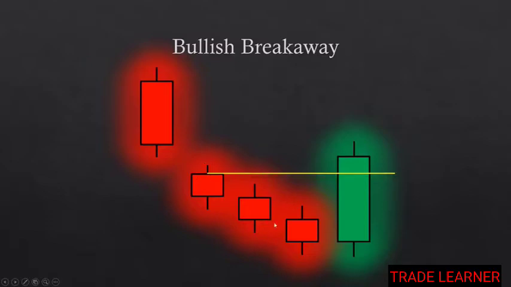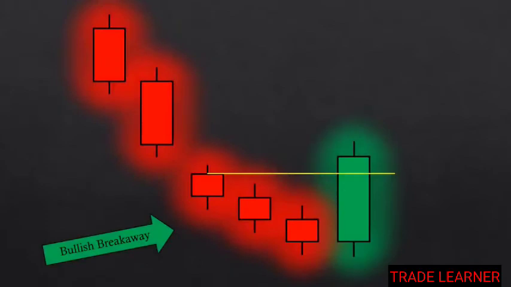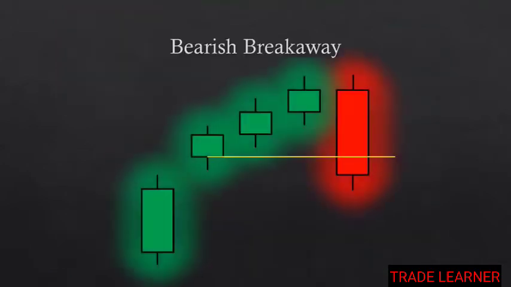The logical interpretation here is that selling pressure is exhausted in the three middle candles of the pattern and buying pressure begins to appear in the fifth candle. The bullish breakaway appears when price is going down in order to signal a reversal to the upside. The next pattern is the bearish breakaway, which is the mirror image of the bullish breakaway, so it's a bearish reversal pattern formed by four bullish candles and one bearish candle.